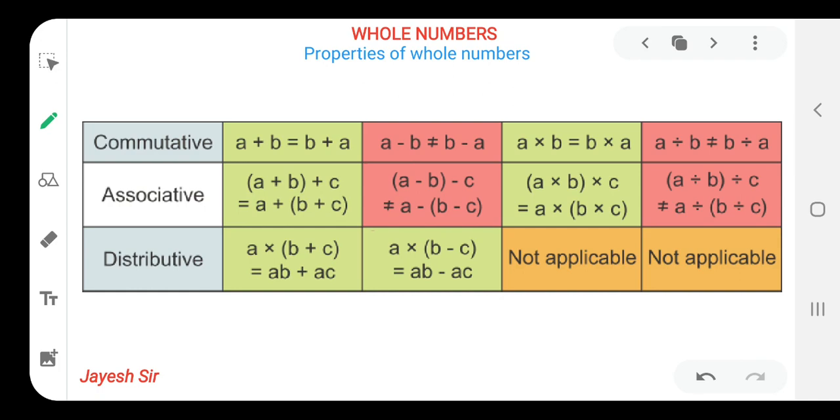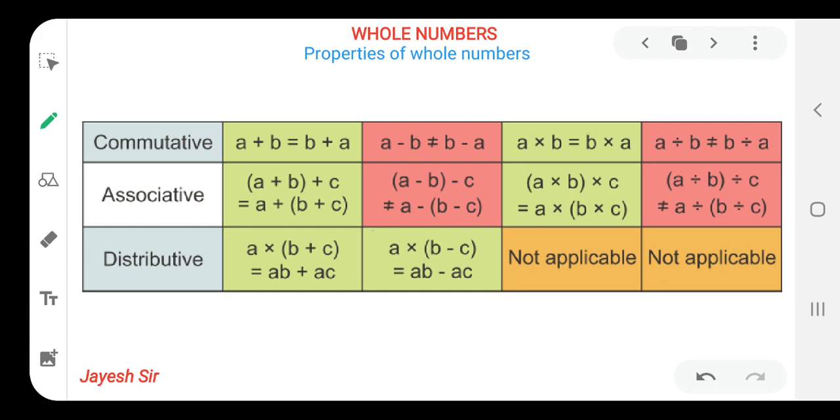So today let's start with our first property, that is the commutative property. I have seen many students having confusion between the commutative and associative properties. Today I am going to clear this concept so that in your lifetime you won't face a problem in identifying whether a given sum is of commutative property or associative property. Yes. So let's understand commutative.